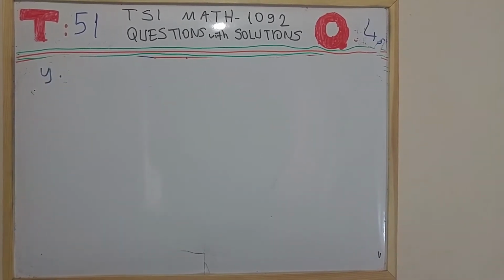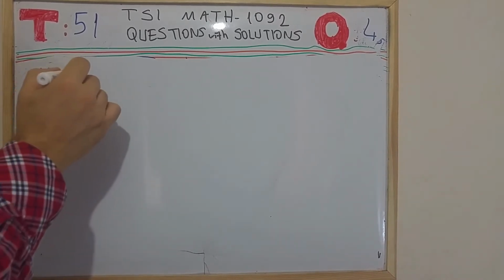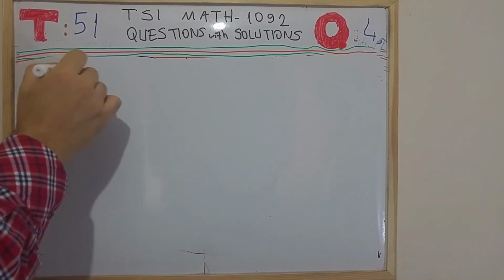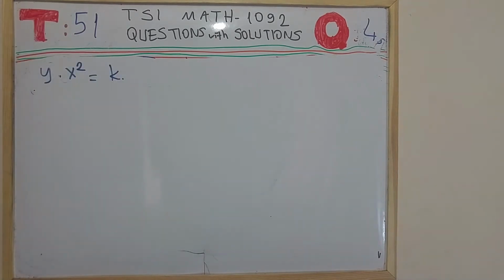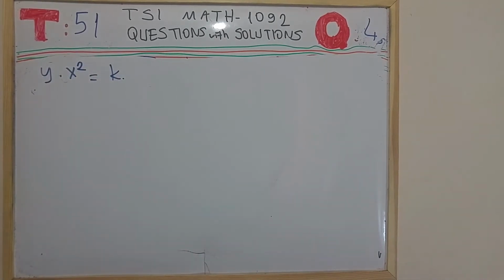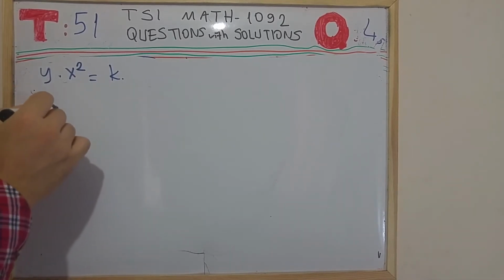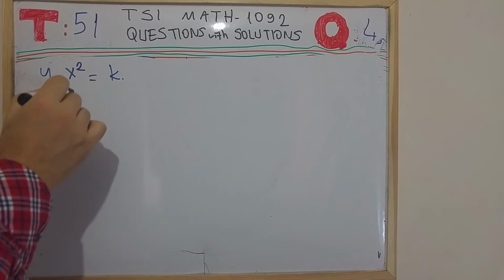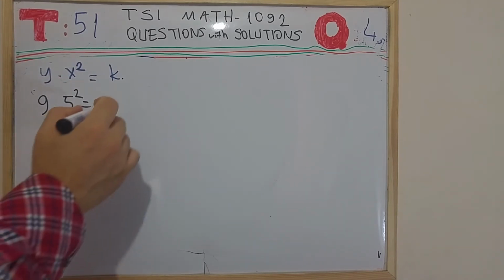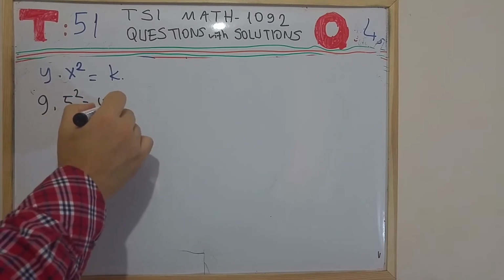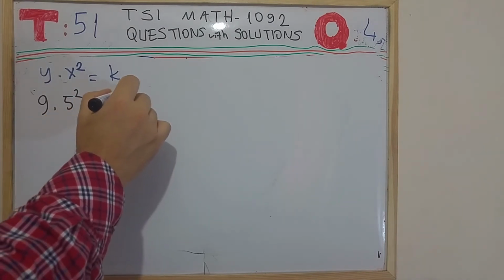The question says that y varies inversely with the square of x, which is equal to something constant. Now let's see the rest of the question. y is equal to 9 when x is equal to 5. So this must be equal to something else when x is equal to 4.